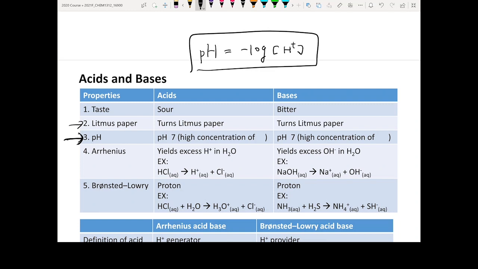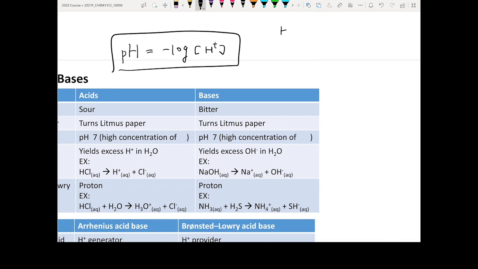So you measure the concentration of H+, which is actually proton, not hydrogen, proton, H+, inside your solution. Once you quantify its concentration, you take the negative log of that quantity, and the value you get will be the pH. That means your water is going to dissociate into H+ and OH-. Let me write it out. H2O liquid can undergo H+ and OH-. This process will happen inside your water.